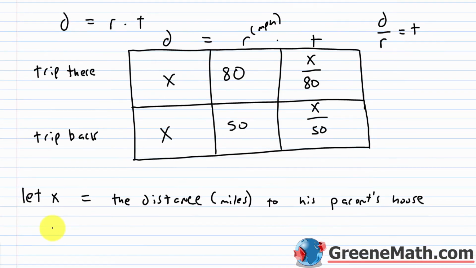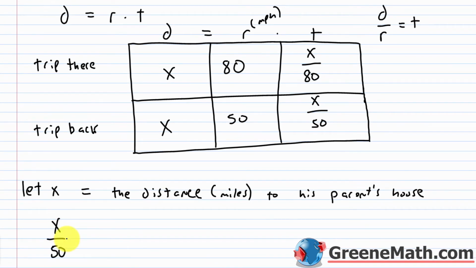So that means x over 50, which is the time for the trip back, would be equal to the time for the trip there, which is x over 80 plus an additional 9 hours, right? Because the trip back is the same as the time for the trip there, x over 80, plus it takes another 9 hours. So this would be the equation that you want to run with.